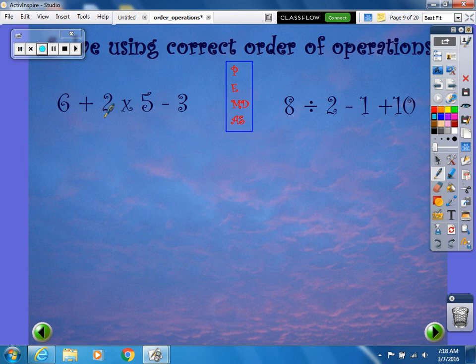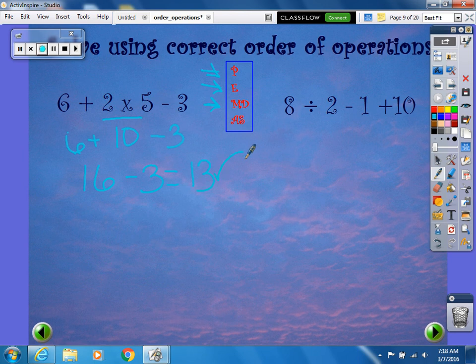All right, so we have 6 plus 2 times 5 minus 3. Do we have any parentheses? No. So we move to our next spot. Did we have exponents? No. We're now going to move into multiplying and dividing. Do we have any multiplying? We do. We have 2 times 5, which is 10. So we should have done 6 plus 10 minus 3. Now we have addition and subtraction, so we should go left to right. What is 6 plus 10? 16 minus 3, and you get 13.